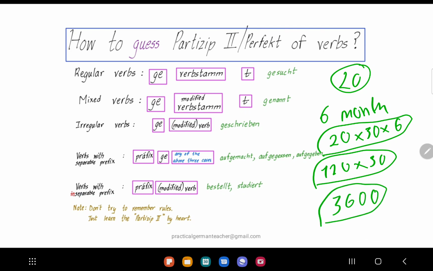That is more than enough to say whatever you want to say in German in just 6 months. And the 20 verbs is not that difficult to learn. You can learn it using Duolingo, or you can just think about your day. You can divide your day into 24 hours. 8 hours you are sleeping, right? So let's say we have only 16 hours left.